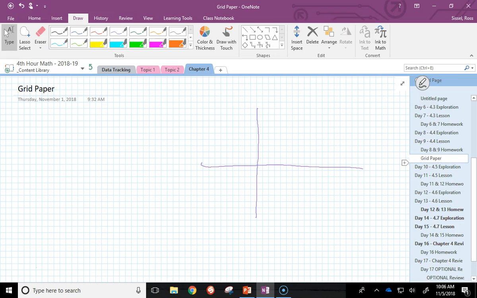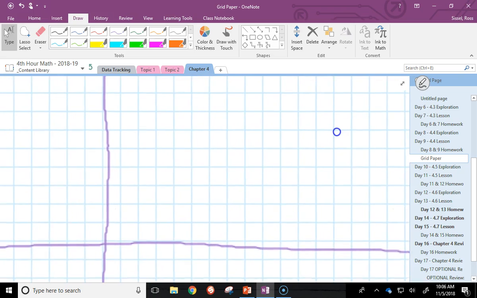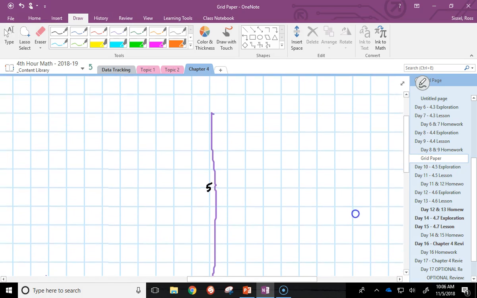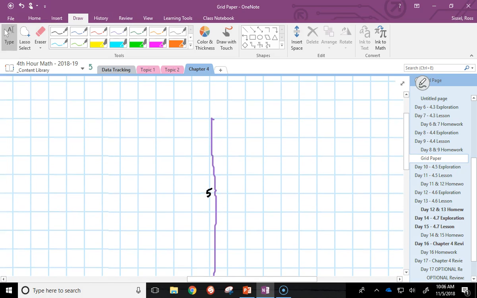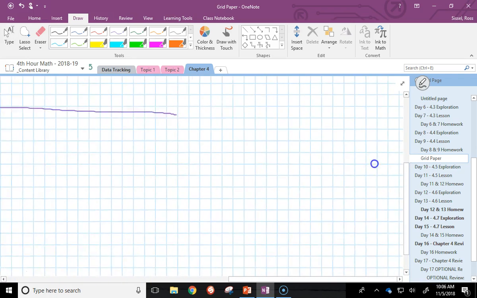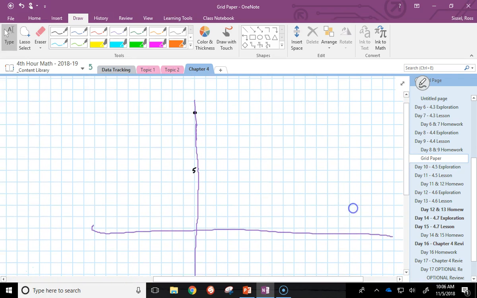Y-intercept is 10. So when I look at grid paper, I'm going to go 1, 2, 3. Oh, that's hard to see. Let's zoom in. 1, 2, 3, 4, 5. This is 5. 6, 7, 8, 9, 10. Make my line keep going through here. That's my y-intercept. Oh, way too much is zoomed out. This y-intercept is located at 0, 10.